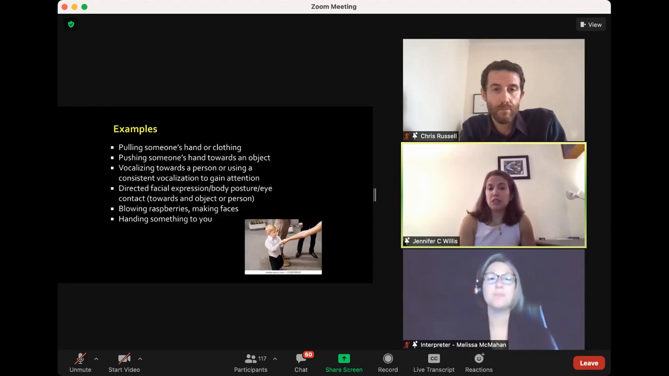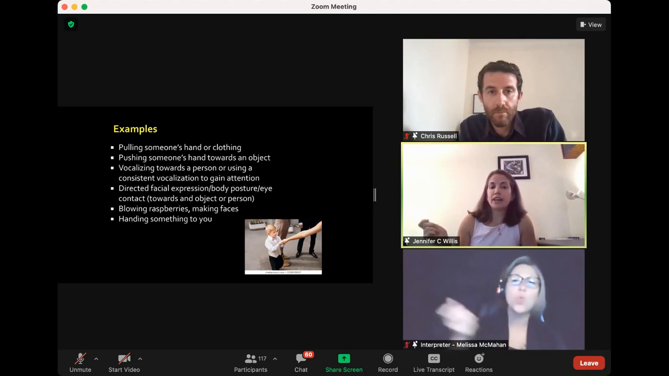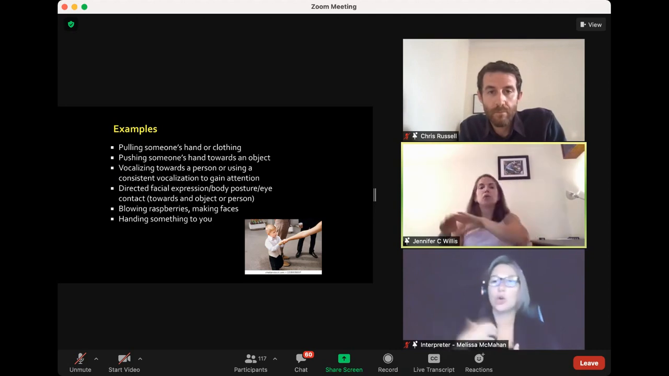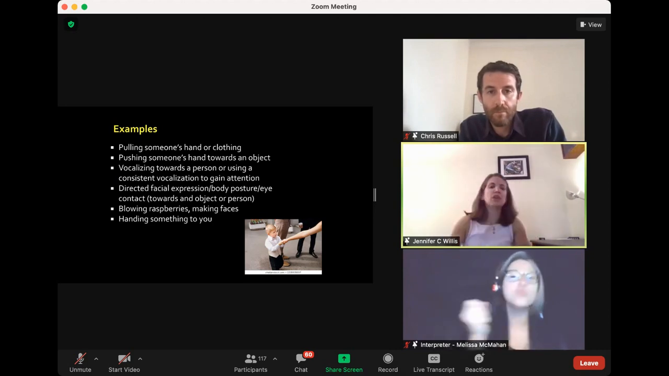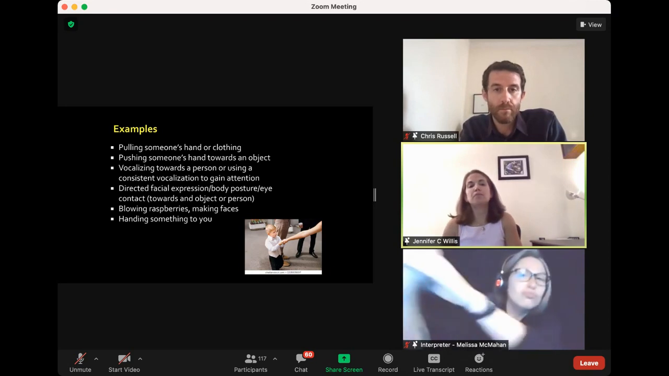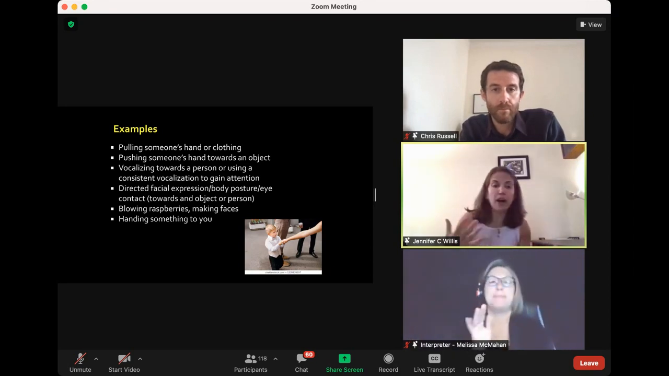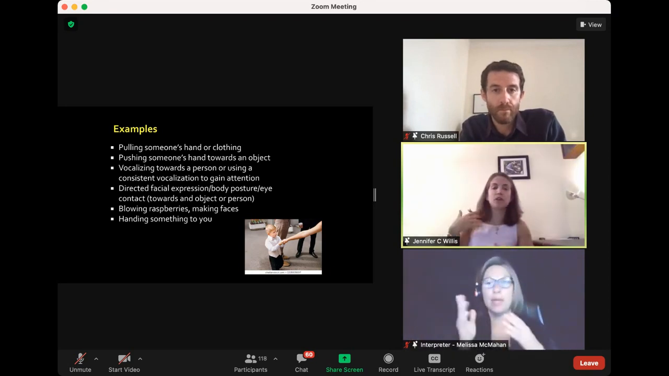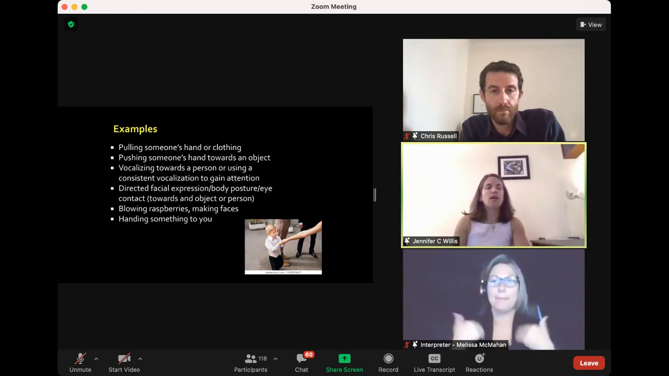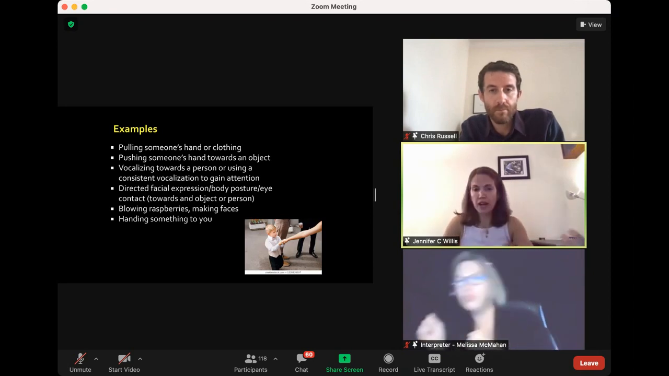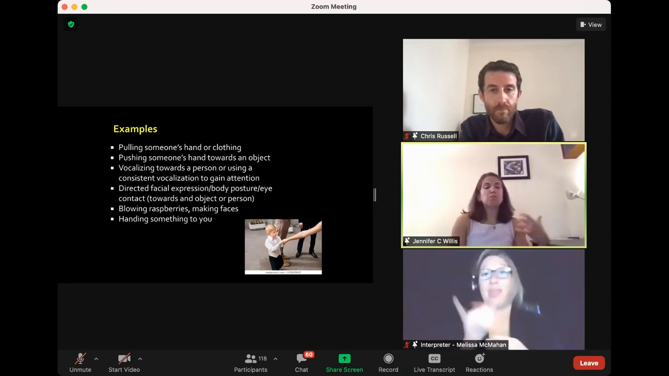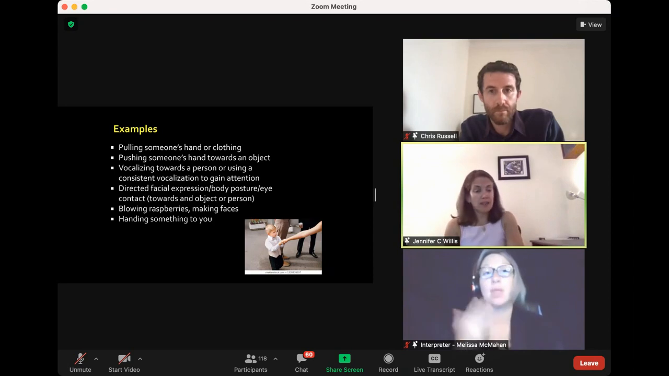So some examples of this might be pulling someone's hand or clothing, dragging them towards something, pulling an adult's hand towards something that they want, directed facial expression or body posture, leaning towards something, towards a person, towards a preferred item. Blowing raspberries is a great example.